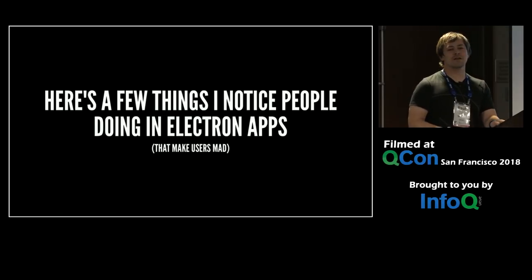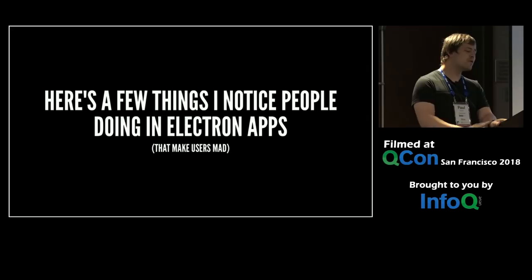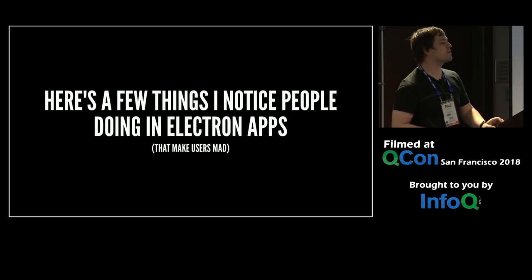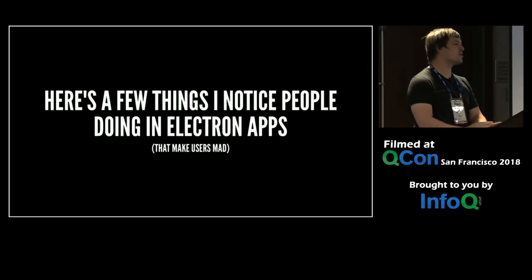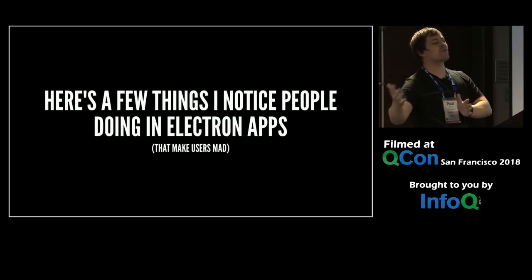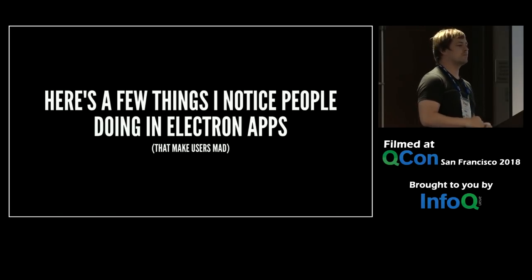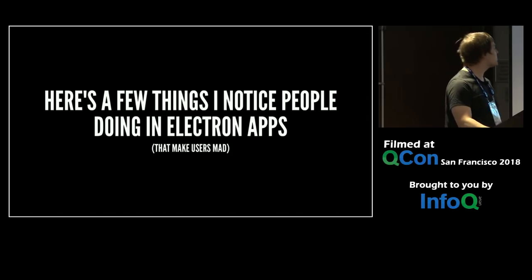So I spend a lot of time in the Atom community Slack and these other places, and Stack Overflow and stuff like that, trying to answer questions and help people out. And so I noticed some trends. When people are writing their first application in Electron, here are a few things I noticed people are doing, and they could be done a little better. We've got some suggestions on how to improve them. So here are a few things I noticed people doing in Electron apps that make users mad, right?